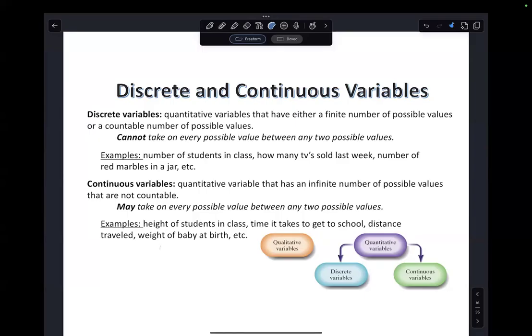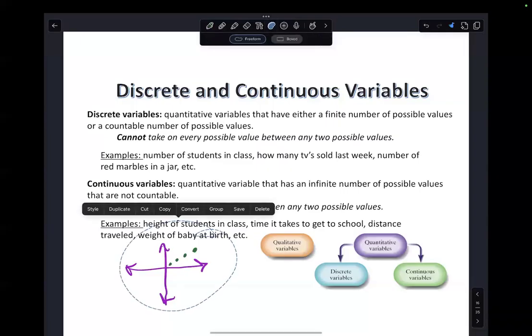If I was to graph a discrete variable, it's going to look like dots on the graph. I have to lift my pencil up between each number because it can't take on every value in between. So with discrete, you have to lift your pencil when you graph it.